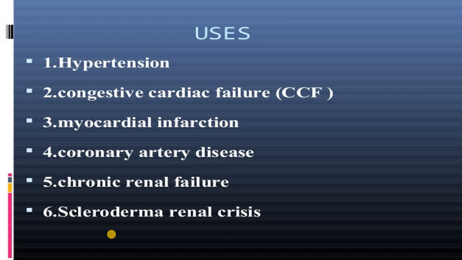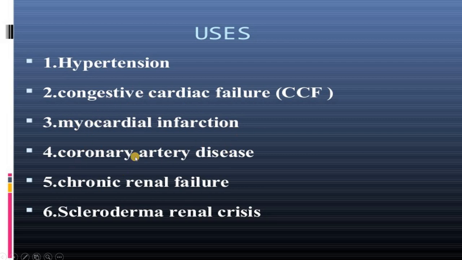Next we will see the uses. First use of these drugs is hypertension, when the BP of the patient rises above 140, above 160, greater than 160, at that time we should use these drugs called antihypertensive drugs. Next, congestive heart failure. When the patient has congestive heart failure, we should give these drugs. Next is myocardial infarction. When the patient has myocardial infarction, we should give the patient these drugs.